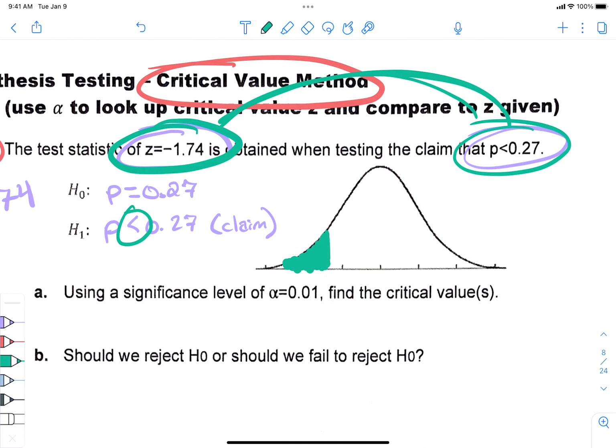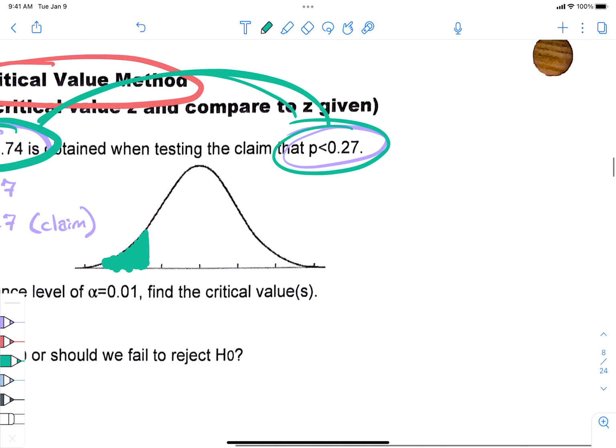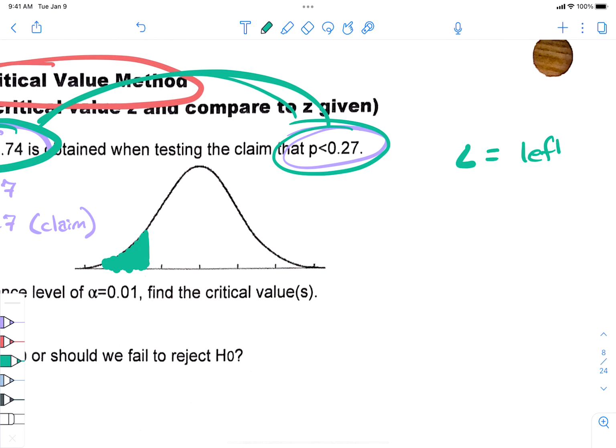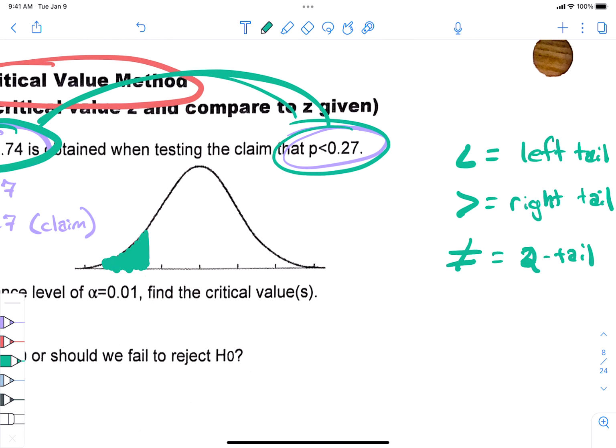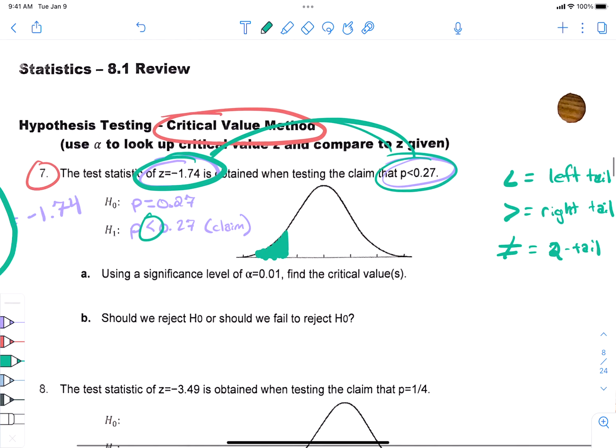When do you shade both of them? If it's less than, it equals left tail. If it's greater than, it equals right tail. And if it's equal to or not equal to, then that is two tail. You remember that? That looks like a Z. Two tail, okay? So this one is strictly a left tail, and there's how that works. Okay, good? All right, critical value method.